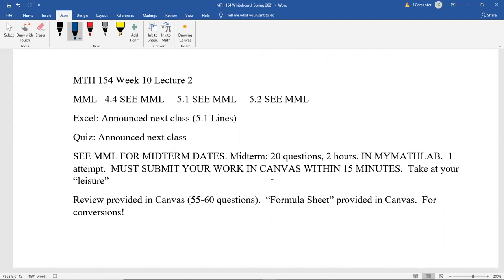Again, I said the next Excel will be announced next class, but that's really just the date. Obviously, I'm telling you it's 5.1 lines. There'll be a quiz announced next class, but again, you're probably mainly focusing on your midterm right now, reviewing, taking it. So please don't forget everything that we've talked about.